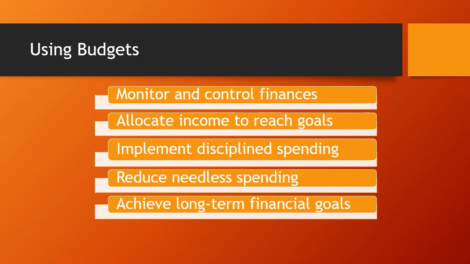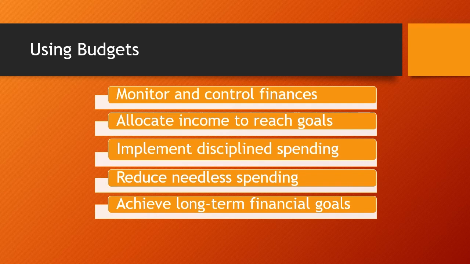Using budgets helps us monitor and control finances, helps us allocate income to reach goals, helps us implement disciplined spending. Out of all the financial statements that we're looking at, these three, the one that you've probably likely already done, if you've done one, is a budget, right? Lots of you might have already done a budget. It can help us reduce needless spending, achieve long-term financial goals by setting and encouraging us to save money, next month, next year, so that we have money when we reach retirement, because we've been doing it on an ongoing basis because we've budgeted for it.